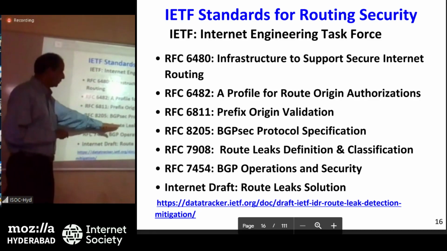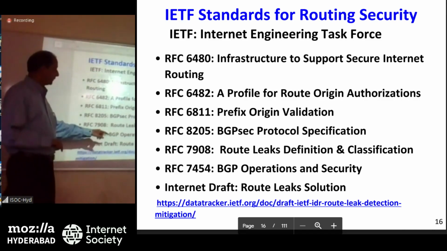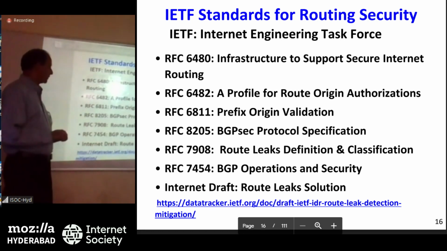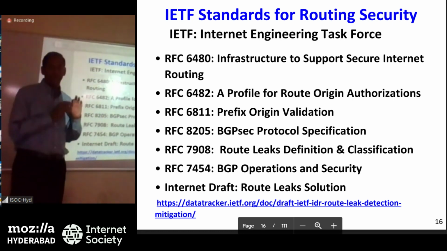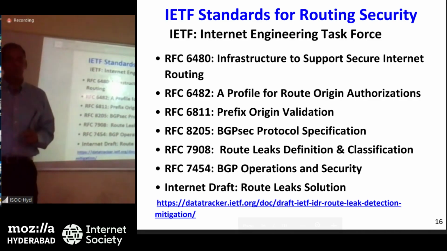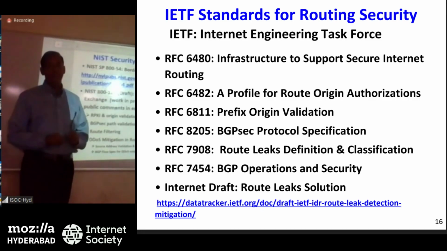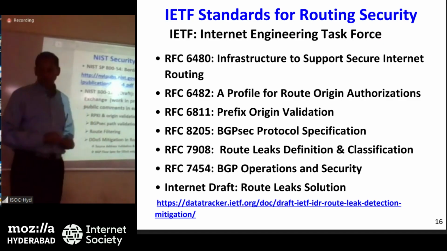Then I wrote a document on route leaks definition and classification as well. That's an RFC. And there are other RFCs, for example, 7454, which deals with BGP operations and security. So this is just a few. There are a couple of dozen important RFCs related to this. Once you get involved, all those RFCs will be important and interesting to look at.